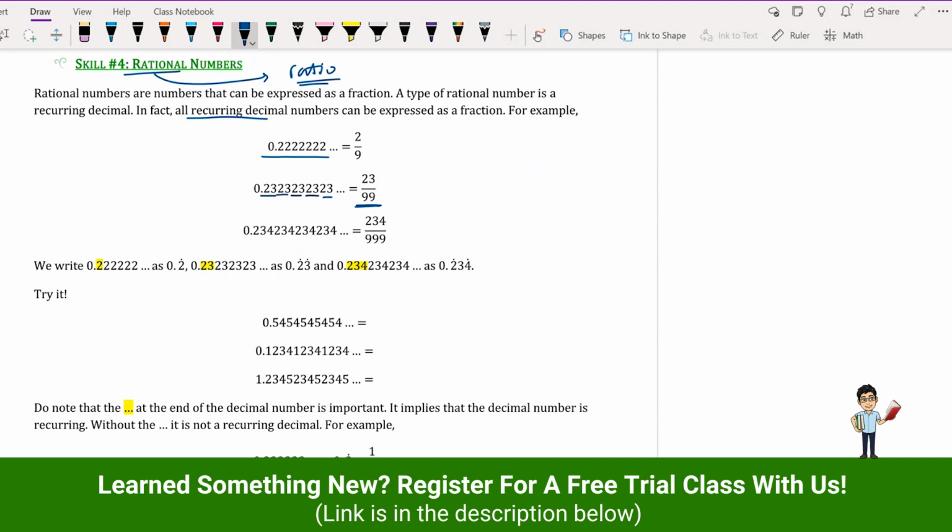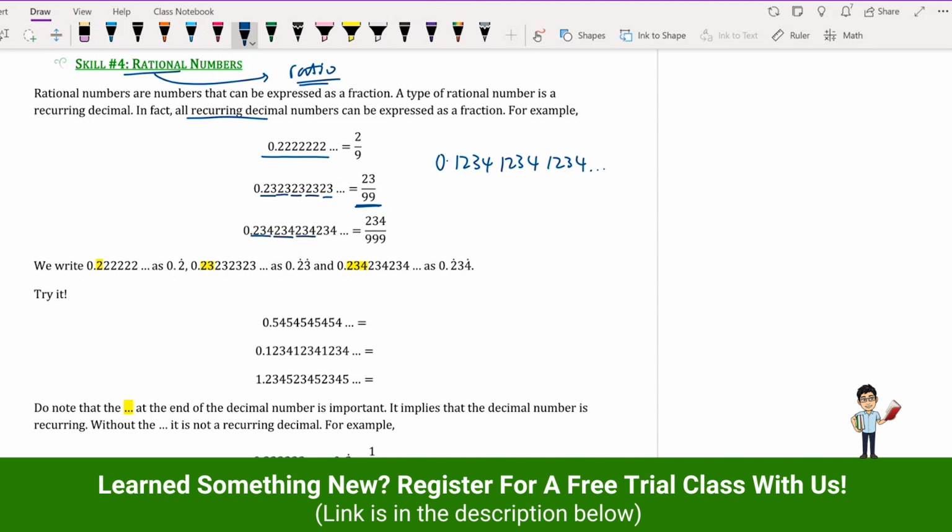Okay, understand? So as long as there is a repeating pattern, it can be changed into a fraction. Are we all good? So 0.23 is also like that. 0.234234234 also can. Do you see a pattern? If I ask you to guess how this fraction looks like? Yeah, correct. There's a pattern.